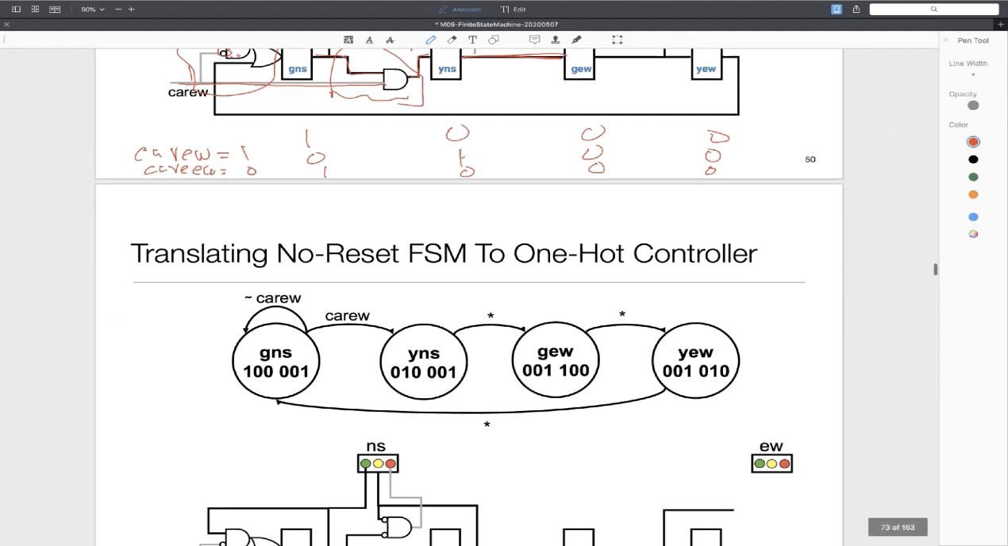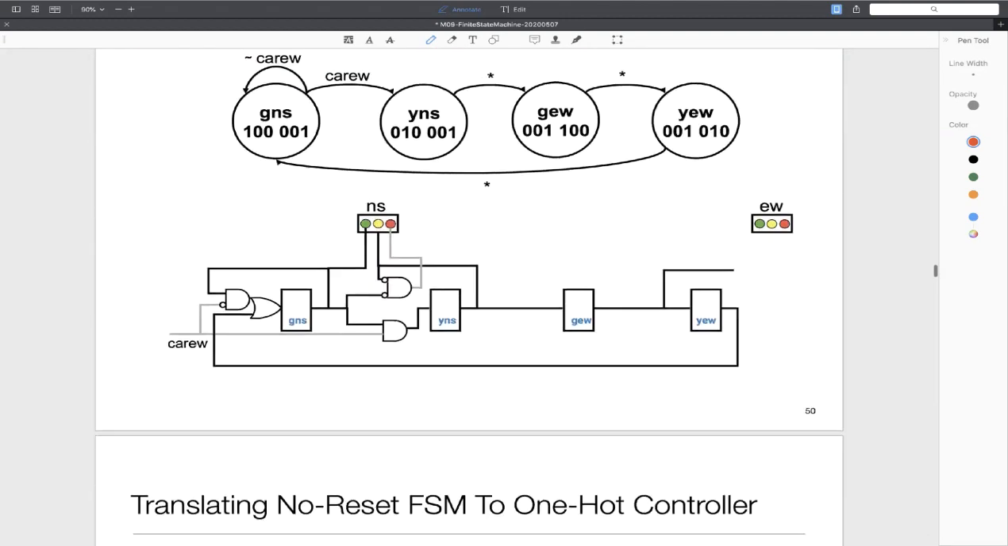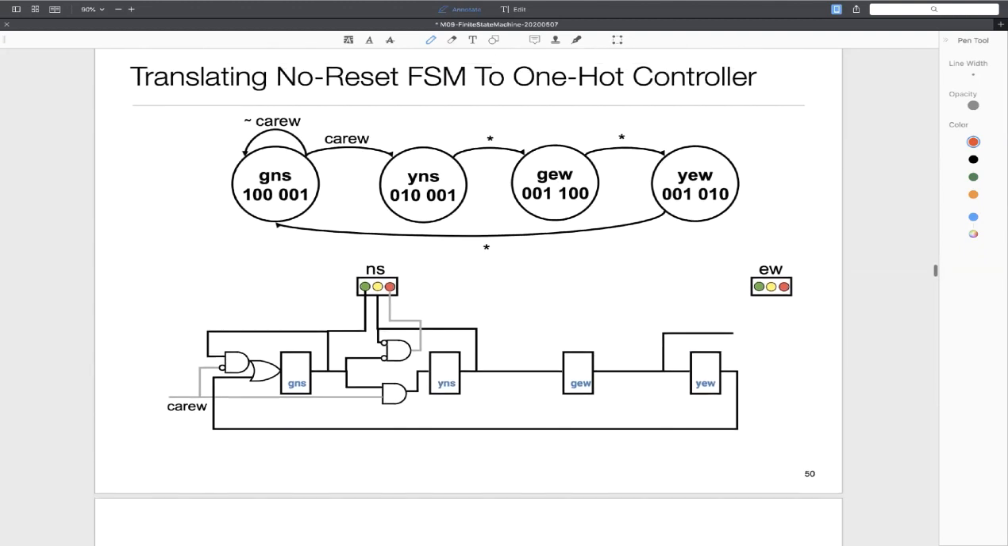So let's see. Yeah, I'm going to draw it out here. So let's say we were in the state GNS was 0, YNS was 1, GW was 0, YEW was 0. So let's look at these two cases. So firstly, if YNS was 1, then GW will become 1 unconditionally. GW was 0, so next clock tick YEW will remain 0.